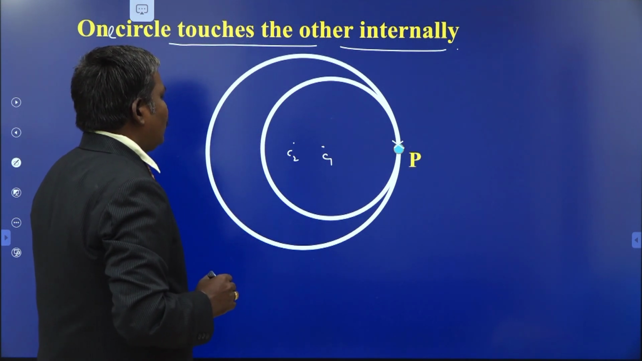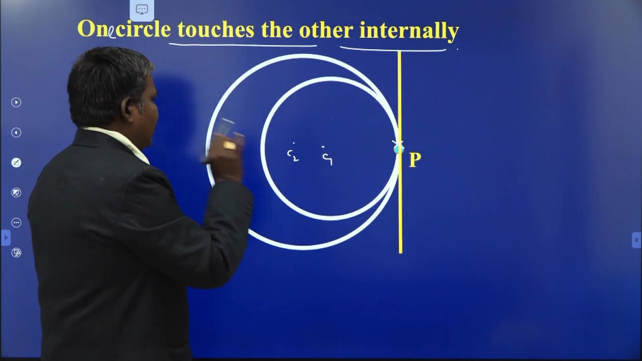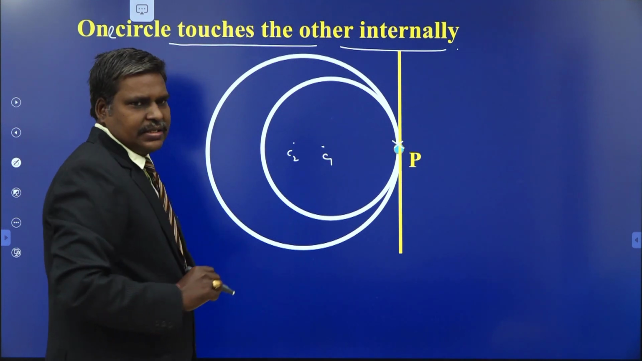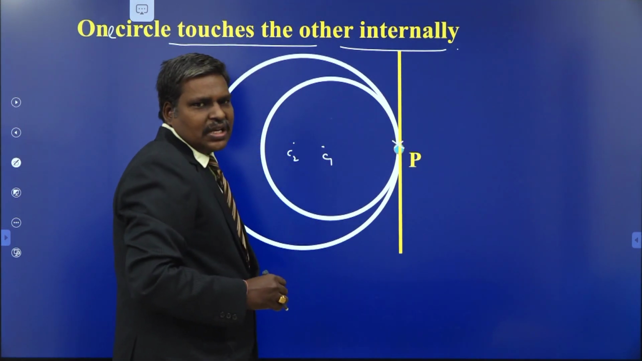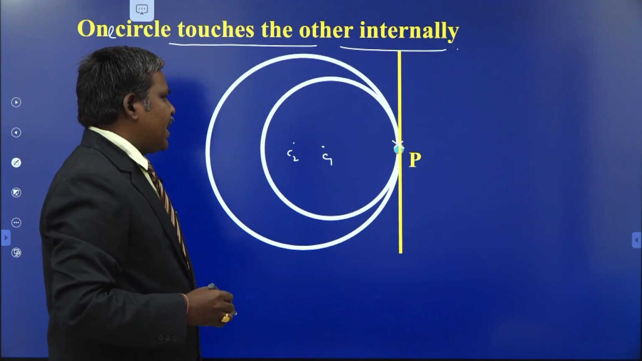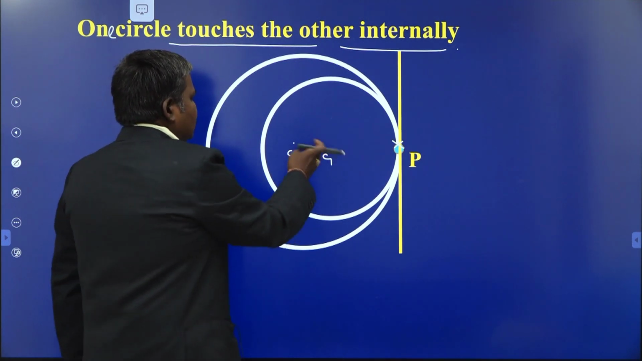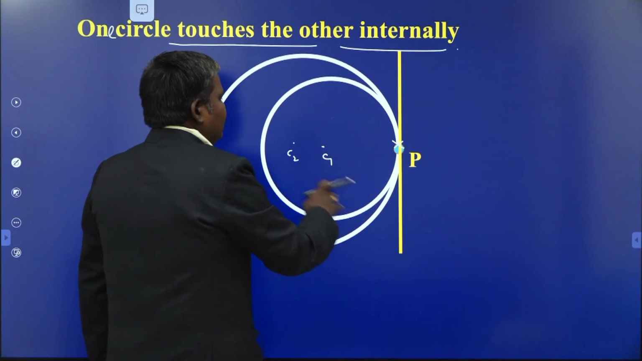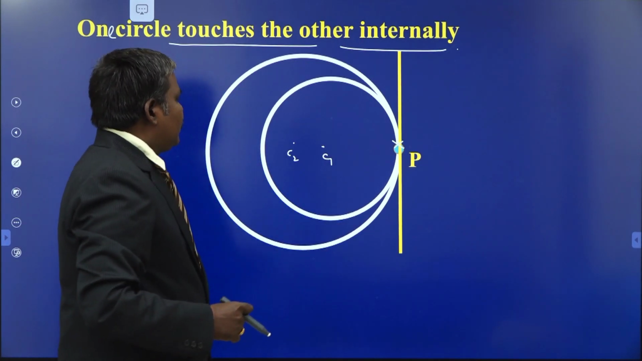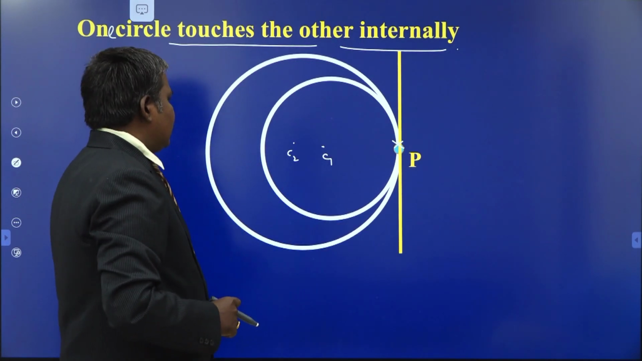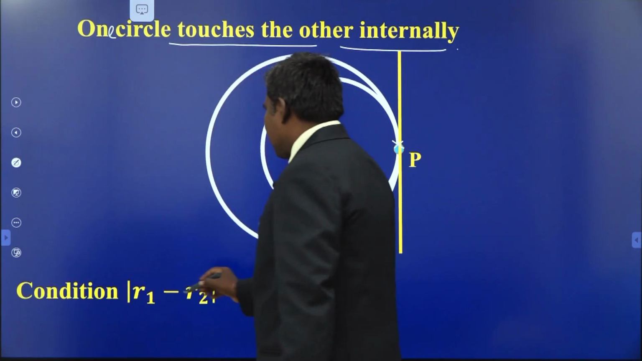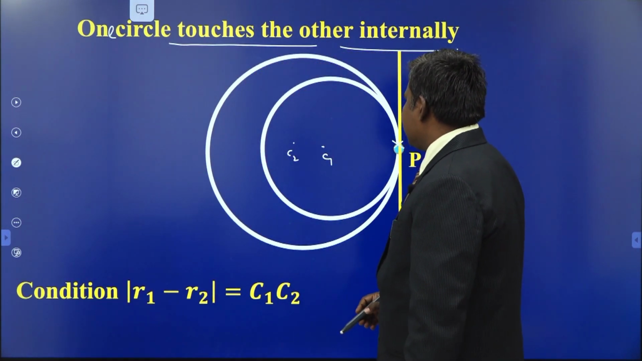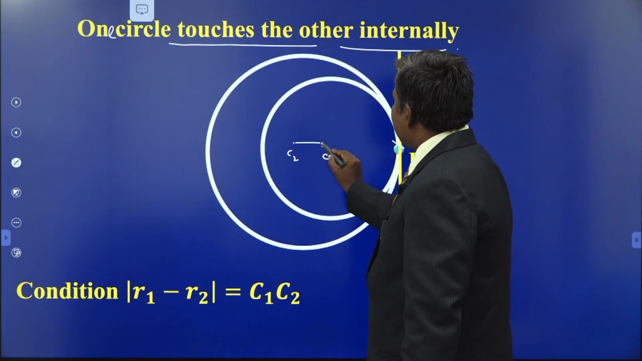There exists only one common tangent at that point to the two circles. So, my question is, is it a direct common tangent or a transverse common tangent, my dears? This is a direct common tangent because both centers are on the same side of this line. That is why this is called the direct common tangent. Understand? So, here the condition is mod R1 minus R2 is equal to C1C2. This is the distance between the two centers.